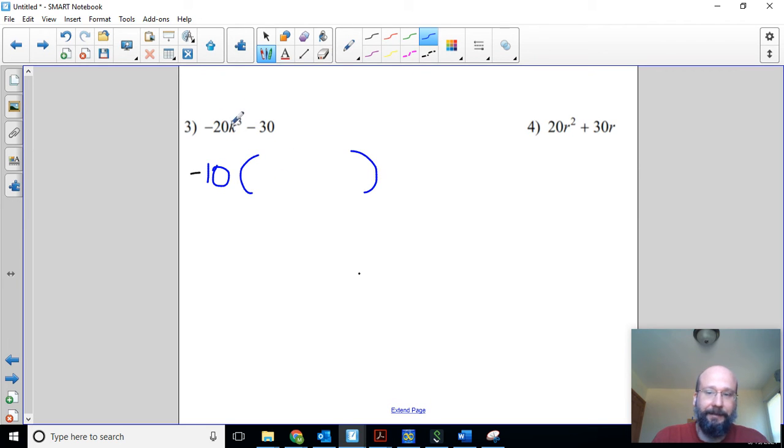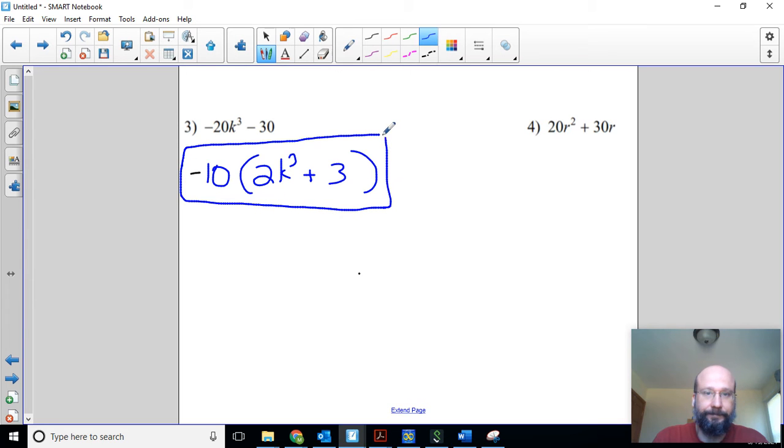And then I divide. This is my greatest common factor, so now I'm going to divide. Negative 20k^3 divided by negative 10 is 2k^3. Negative 30 divided by negative 10 is positive 3. This would be my answer. And if I multiply, I get the same thing. So that's how I know I did it right.